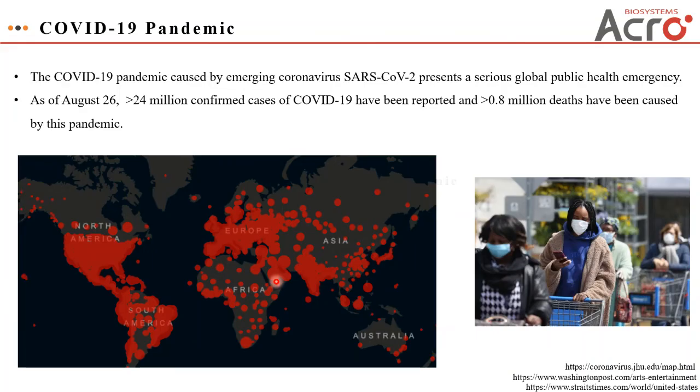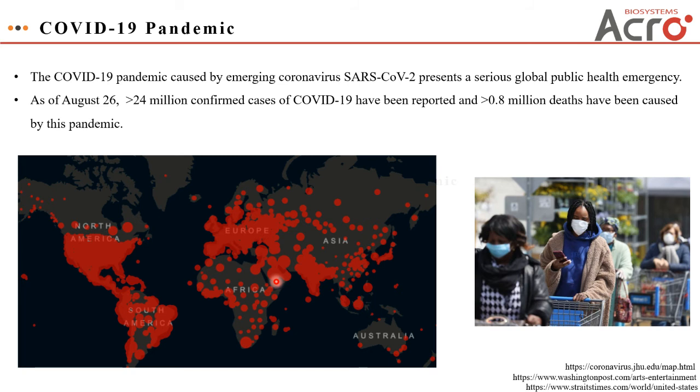The COVID-19 pandemic is caused by the emerging coronavirus SARS-CoV-2, and it presents a serious global public health emergency. The first cases of COVID-19 were reported from Wuhan, China, in December 2019. As of August 26th, over 24 million confirmed cases of COVID-19 have been reported, and over 0.8 million deaths have been caused by this pandemic.